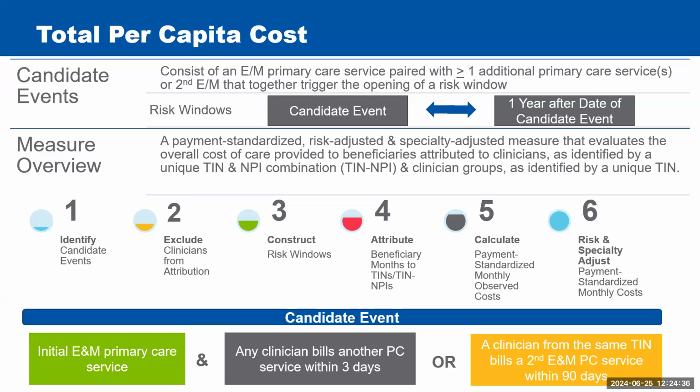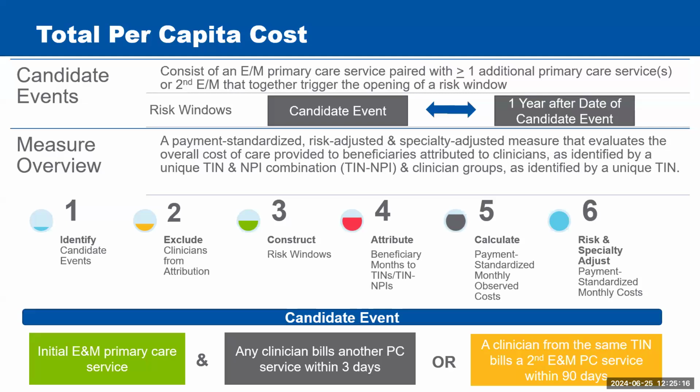When we think about total per capita cost, we're talking about primary care services. And in this case, we also talk about risk windows. We have an E&M primary care service that's been paired with at least an additional primary care service or a second E&M code that triggers the opening of a risk window. These windows actually cover a full year. When you have the opening event, or the candidate event, it can cover a full year after the date of that initial event.